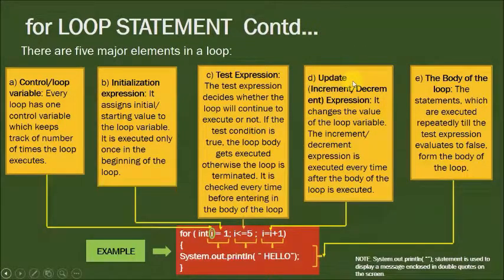The next is update, which is mostly an increment or decrement expression. It changes the value of the loop variable. The increment or decrement expression is executed every time after the body of the loop is executed. So in this case, i = i + 1 is the update expression. Every time after the execution of the body of the loop, we come to this statement and we change the value of the loop variable.